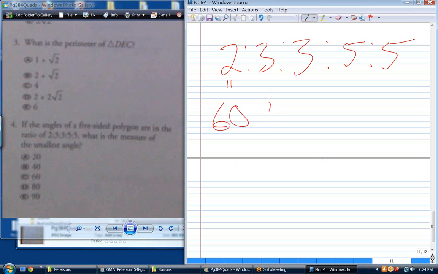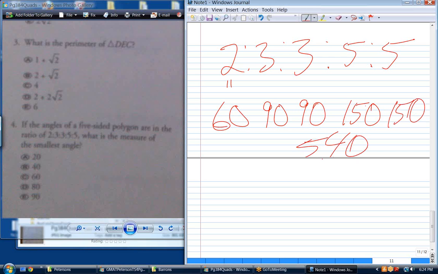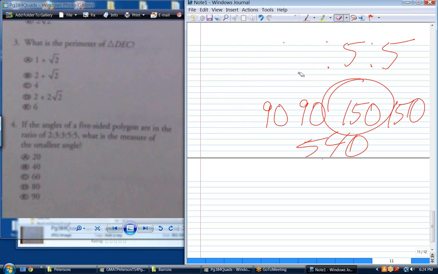No, I guess it's easy. This is 90. This is 90. This is 150. This is 150. So that's 480, and 60 is 540. But what I was trying to get at is that this might not end up being a nice round number like that, always. So it might be difficult to actually do the math on that one, but we don't need to. Once you know that 40 is too low and 80 is too high, you're done.